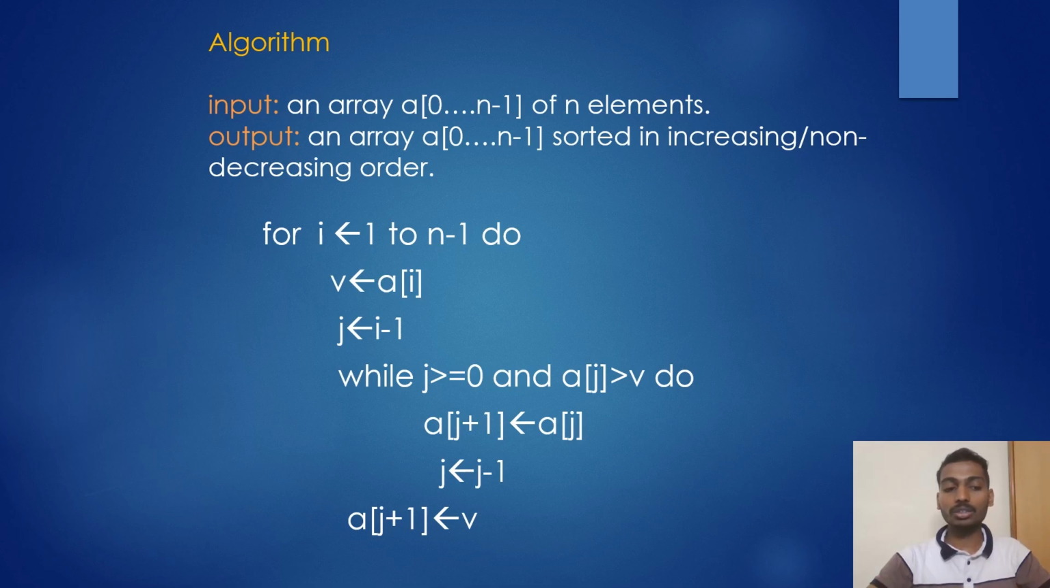When the condition is true, the iteration keeps on going. When the condition fails, the statement a of j plus 1 is equal to v is executed, and that will be the sorted array.